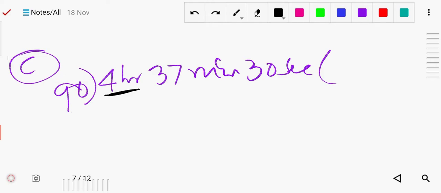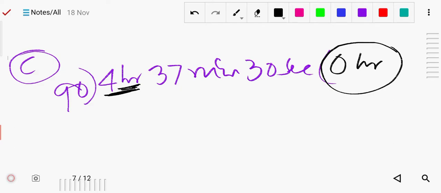No. So what we will do? First we write here 0 hours. Why? Because this hour part we have to divide, so the hour we cannot divide. It means how many times have we divided? 0 times. That's why I write 0 and round it. As I told, the quotient you always round it. It will be easy to visualize, to find out what the answers are.